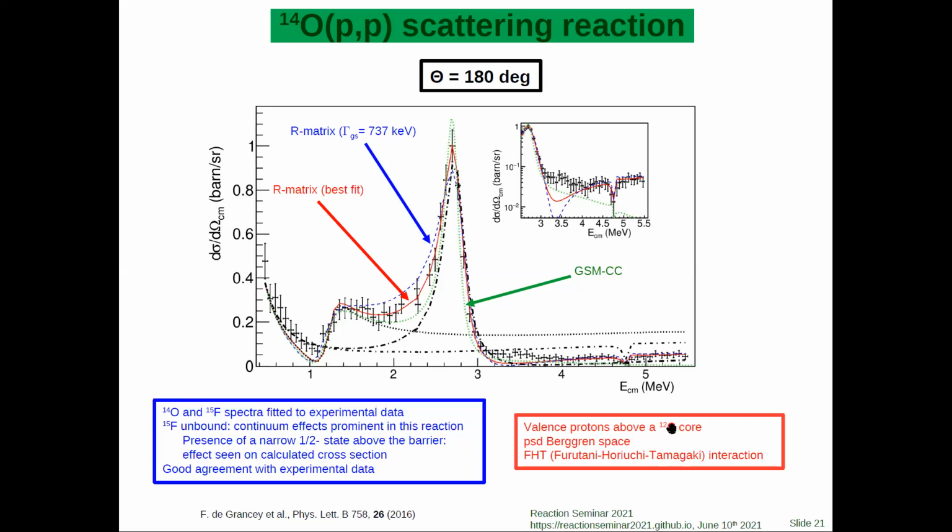And the model space was also very simple. Valence protons above the carbon 12 core, so only three valence protons. We just need a small valence space in order to have a good physical description of the structure and reaction related to this scattering reaction involving the dripline nucleus fluorine 15.